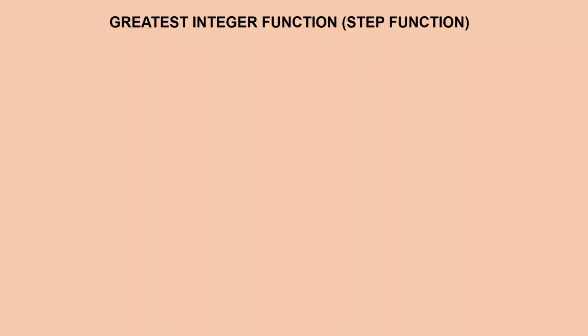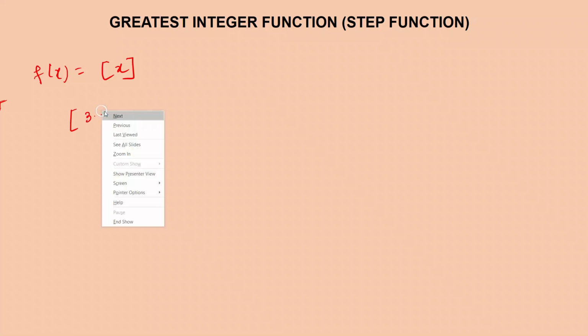Okay, now the last type of functions we are interested in is the greatest integer function, also called the step function, or sometimes called the box function. So this is defined or denoted as this: f(x) is equal to box x. This is how we denote a greatest integer function. Okay, so what this means is that suppose you plug in some decimal values like 3.2.